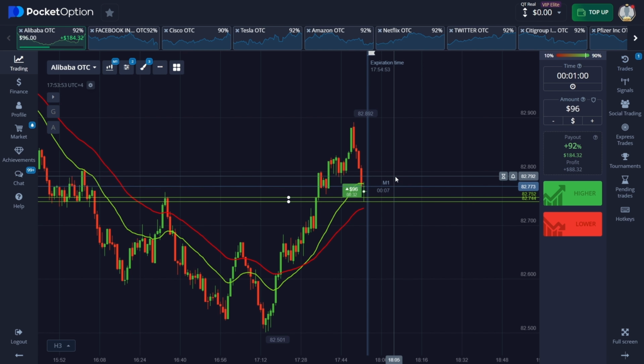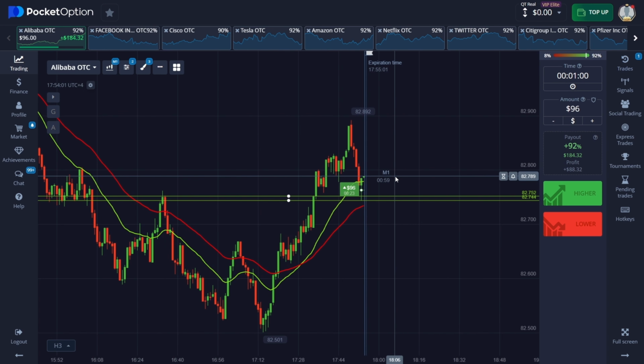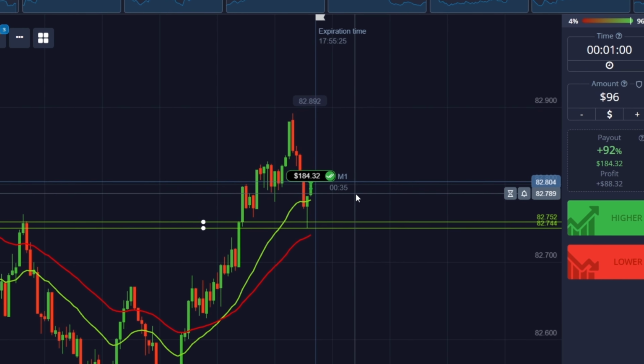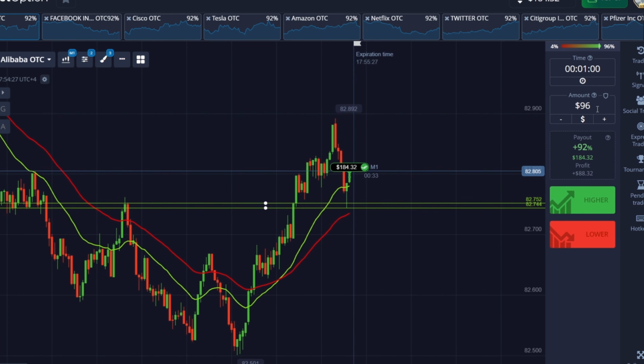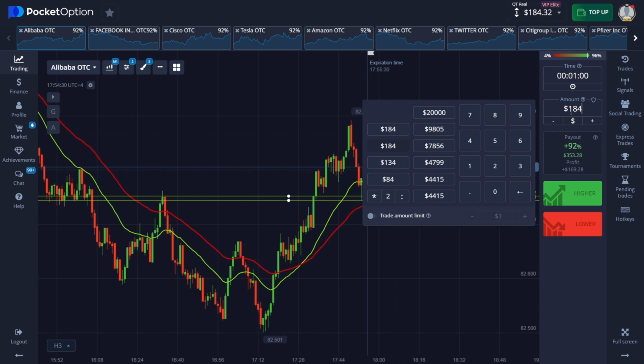Currently, the trade is in our favor. I took the entry a bit early, but it's still in our favor. The candle is reversing exactly from the support level. With only a few seconds left, it's a win. So, we won another trade.